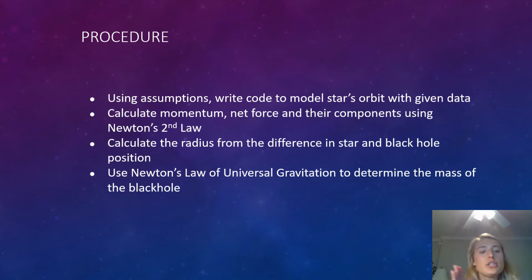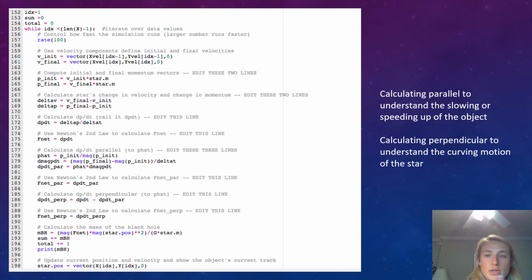Here is the overall procedure that we took during the lab, which was writing the code in GlowScript to model the star's orbit with given data. This is going to be different for everybody because it was based off of our GT emails. Then we calculated the momentum, net force, and their components using Newton's second law, which I just explained, and calculated the radius from the difference in the star and the black hole position. The final step will be using the universal law of gravitation to finally determine the mass of the black hole.